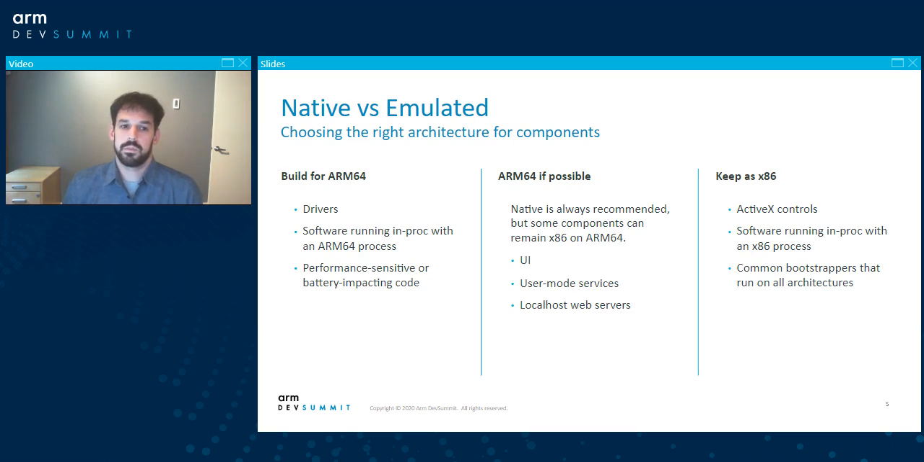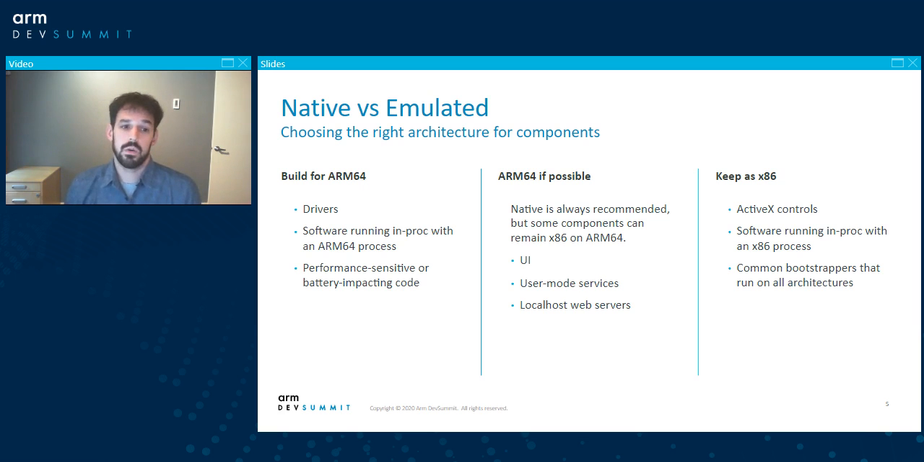Now let's say you want to support Windows 10 on ARM. It's good to first think about what you want to do for each of the components in your app and which ones you want to build as ARM64 and maybe leave as x86. And so I've called out three categories here. On the left, you have some things that really need to be built for ARM64. Drivers, of course, as I mentioned before, must be native. So if your app depends on a driver, you need to rebuild the driver as ARM64.